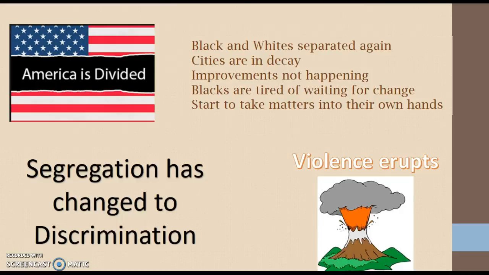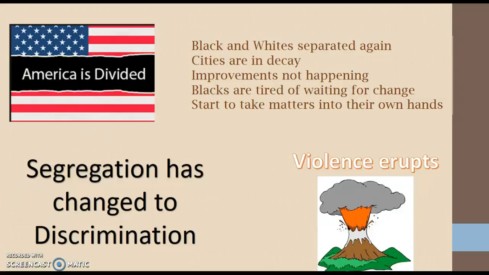One of the problems that happens is as these black families move into the cities and they start to compete with the people who already live there, who are predominantly white, they're competing to get the same jobs. So now we have a little bit of competition, which ultimately leads to America being divided again along the lines of race. The whites are blaming the blacks for taking their jobs. The blacks are blaming the whites for their terrible living conditions. And our cities are falling apart.